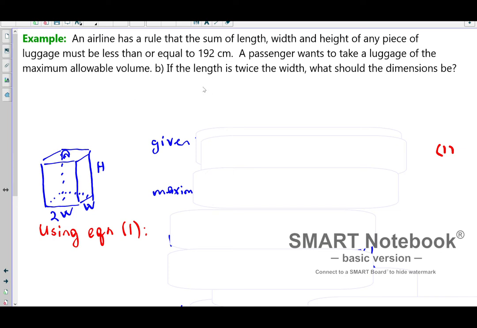Instead of length plus girth, they're saying that the length, width, and height, the sum of those three dimensions, has to be less than or equal to 192. And for the largest one, you can assume it has to be equal to 192. So instead of length plus girth, you have length plus width plus height being equal to 192. And in this particular problem, they also indicate that the length is twice the width. Okay. So to get the maximum volume, what should the dimensions be?